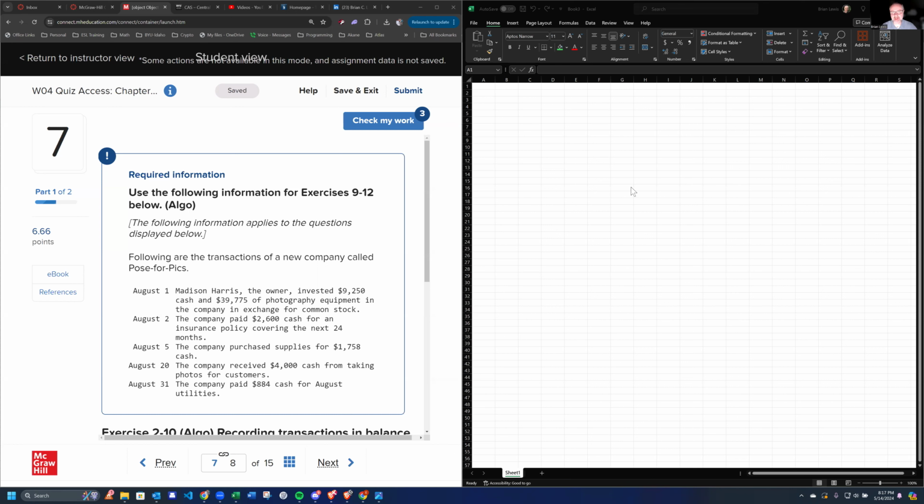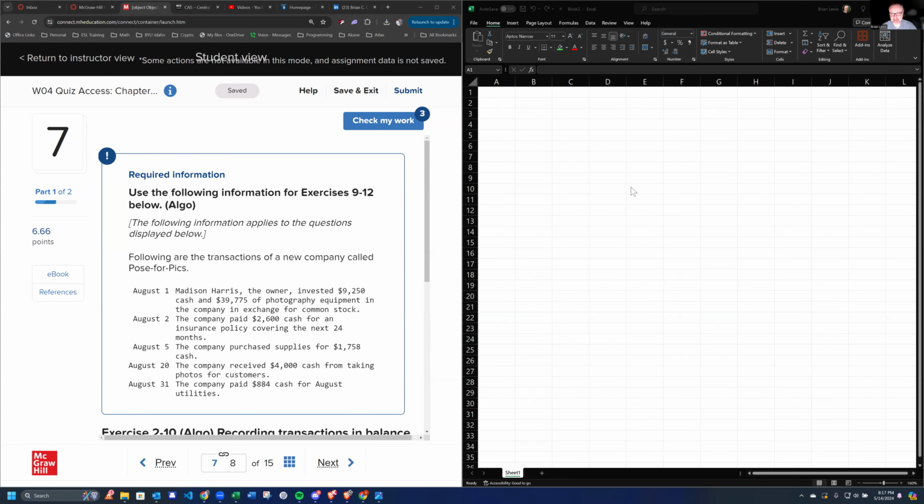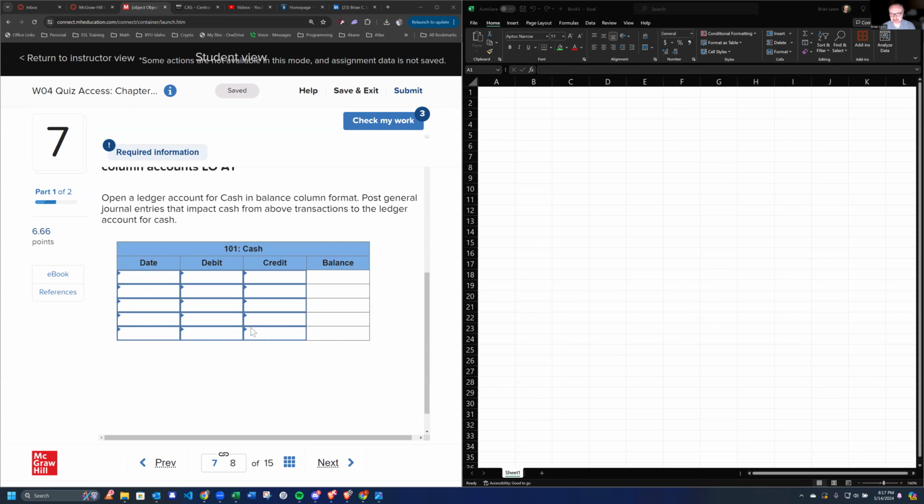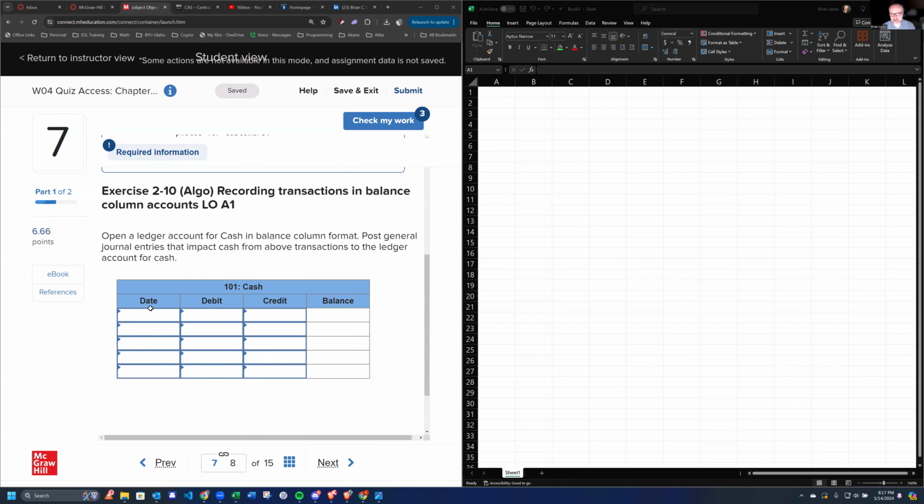I've already got problems 7 and 8 queued up. They're tied together, and I've got Excel off to the right. So we're going to pull some information together and see what we've got to do. They're giving us a set of transactions, and they're asking us to record the transactions in a balance column, mainly focused on cash, right? So the day and whether it goes up or down.